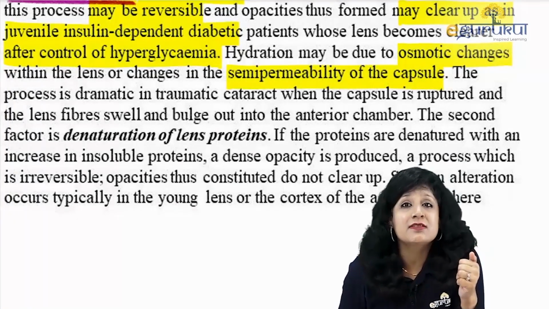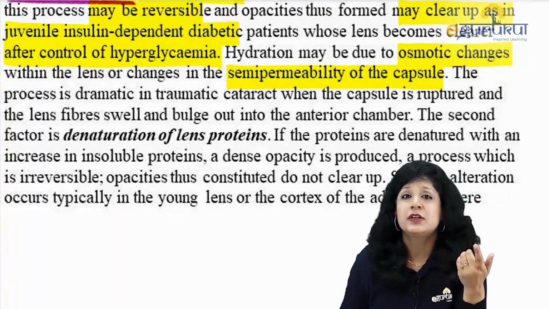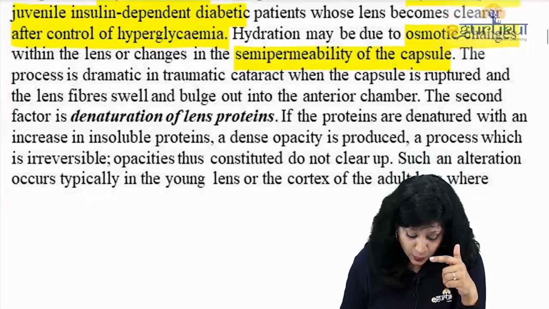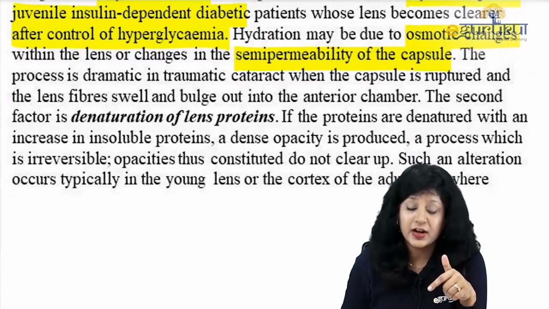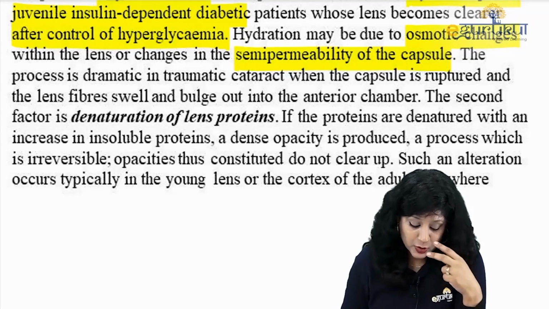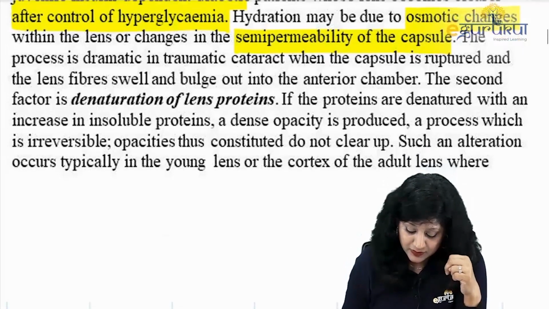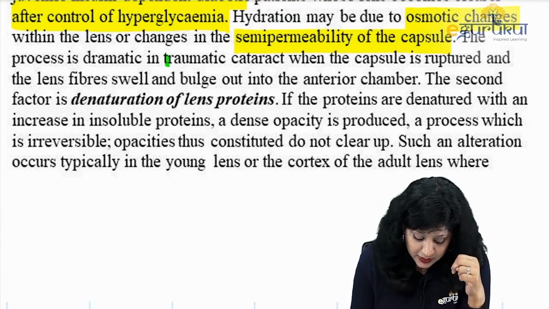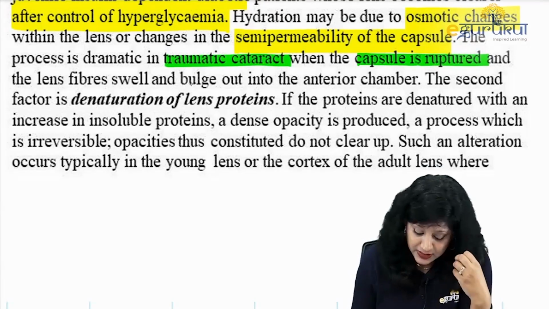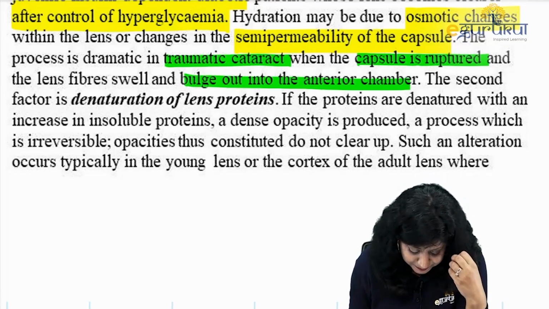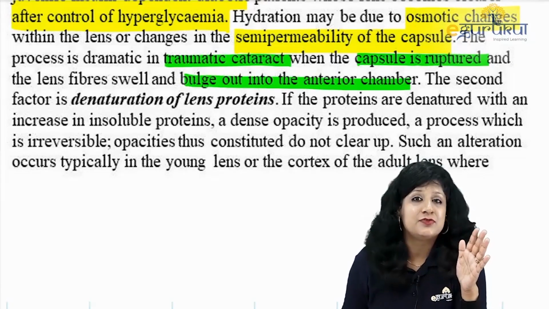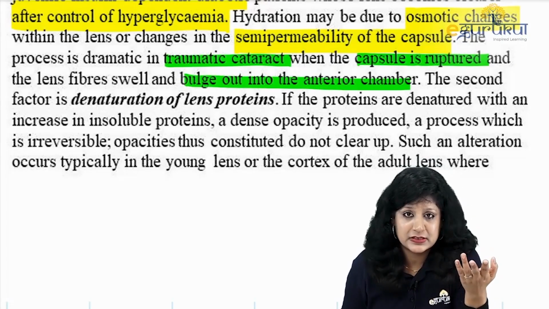Now after recognizing that hydration is one of the important factors which is responsible for the cataract, one of the important things which is responsible for hydration is the osmotic changes, or it could be semi-permeability. The process is dramatic in traumatic cataract when the capsule is ruptured. In the traumatic cataract, the capsule is ruptured and there the lens fibers are bulging out into the anterior chamber. So one very important factor is actually hydration. Hydration will lead to intumescence.